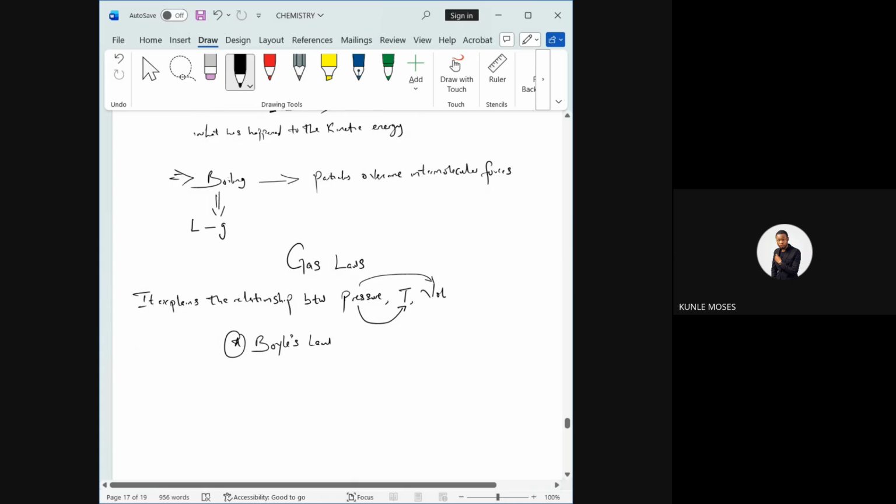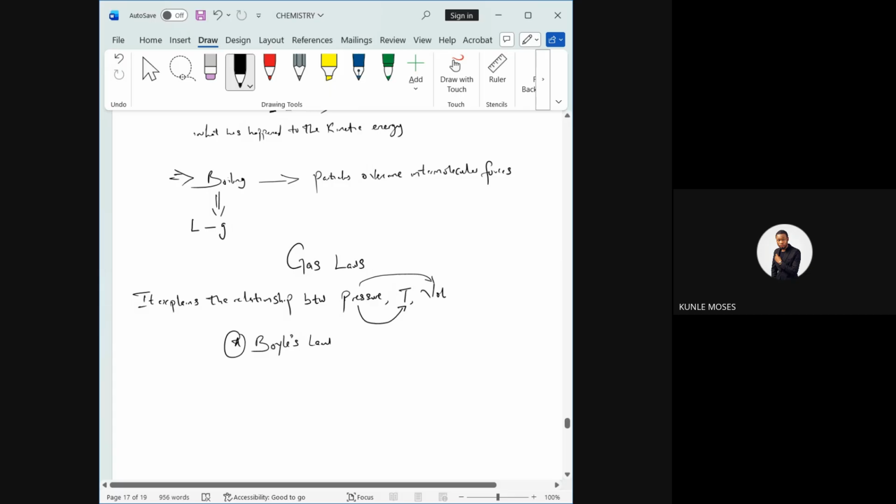So Boyle's law states that the volume of a fixed mass of a gas is inversely proportional to its pressure at constant temperature. It states that the volume of a fixed mass of a gas, I hope you guys are jotting, is inversely proportional to its pressure at a constant temperature.